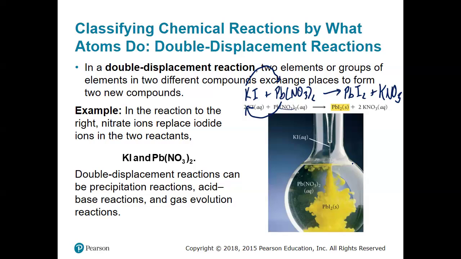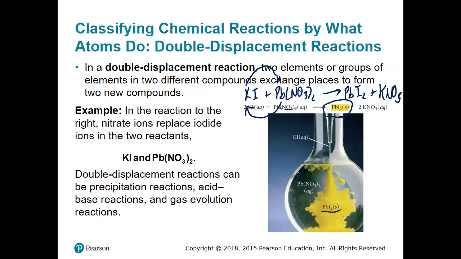Well, the thing is, lead 2 nitrate is this yellow solid here. Lead 2 nitrate doesn't dissolve in water. So if you want to think back to what we talked about at the very end of Wednesday's class, one of the signs of a chemical reaction, the formation of a solid. This is an example of the formation of a solid.